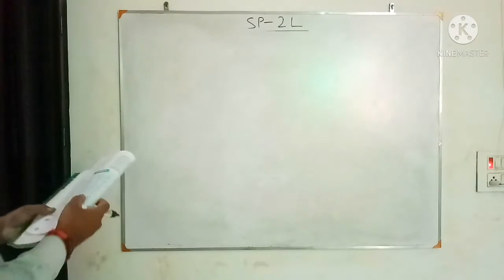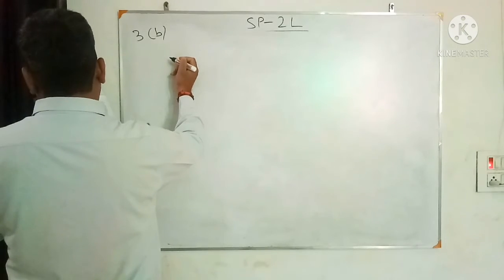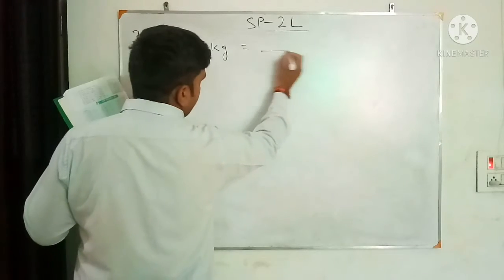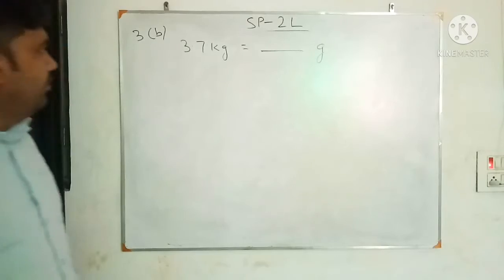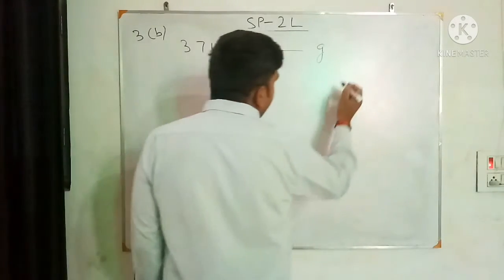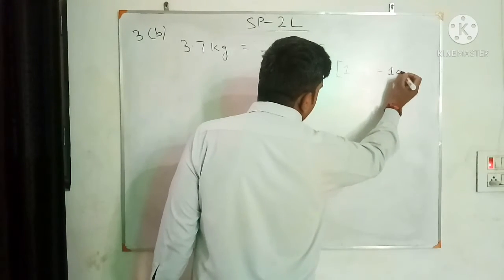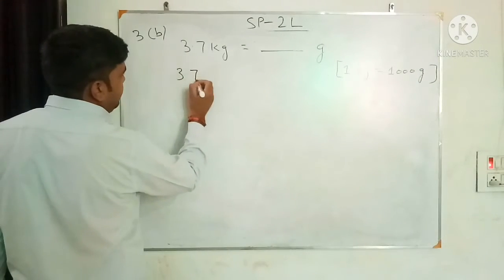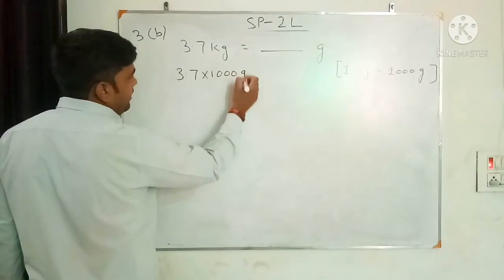Now see question number 3b. 3.7 kg into gram. We have to convert 3.7 kg into gram. Now again 1 kg equals 1000 gram. 1 kg equals what? 1000 gram. The relation we have is that 1 kg equals 1000 gram. So multiply this 3.7 kg into 1000. In the place of 1 kg we write 1000 gram, we multiply.